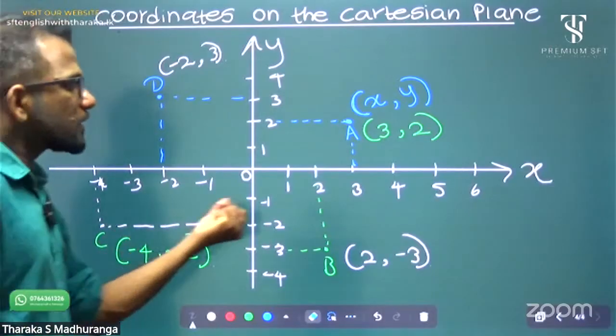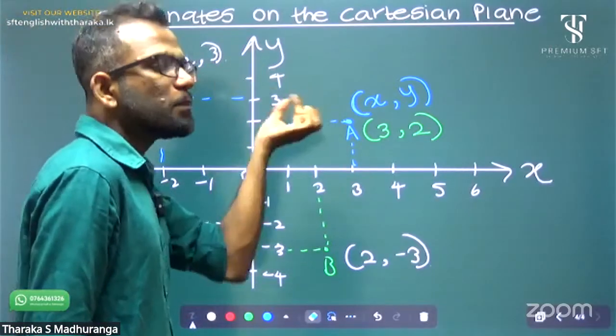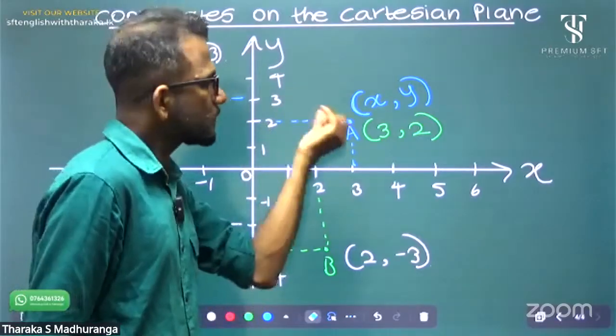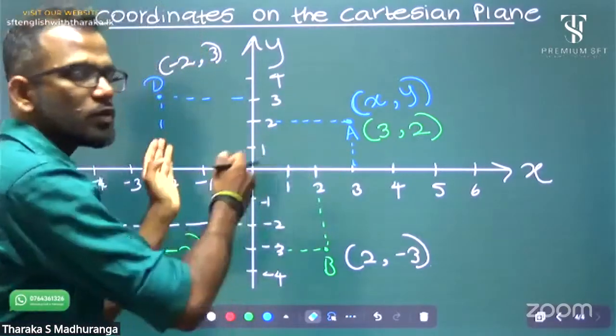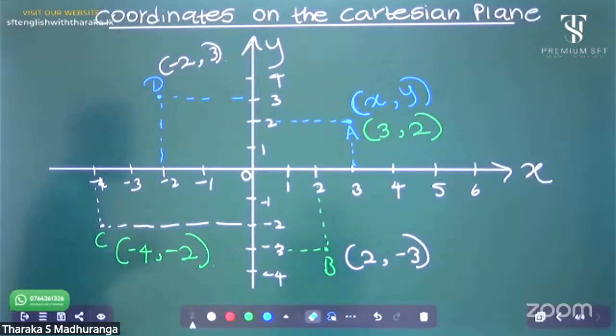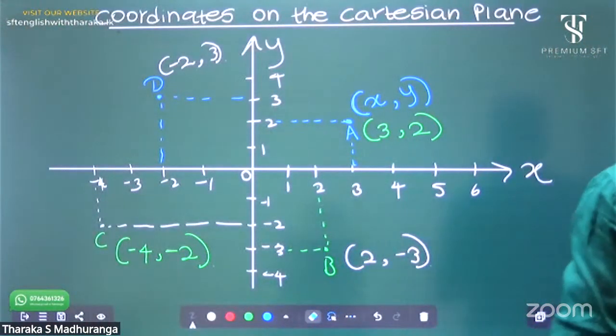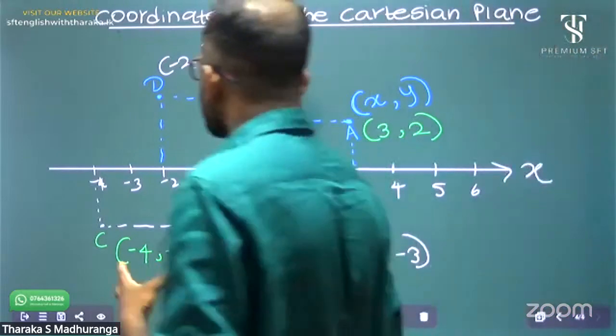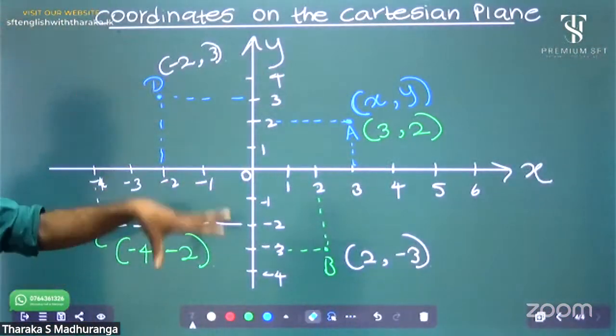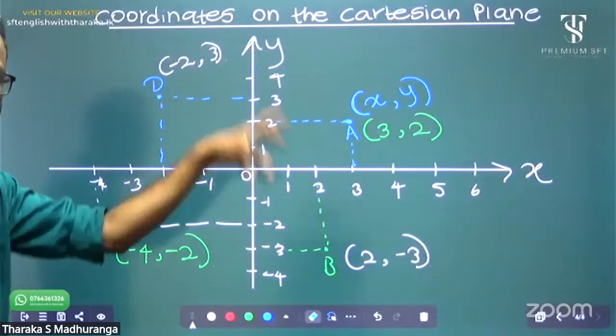Okay, that's the method. Write coordinates of any point on the Cartesian plane. X value, comma, Y value is the order. No need to make notes, only the concept you need to understand.